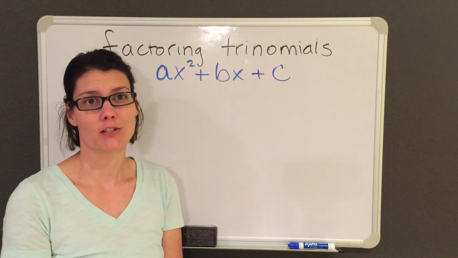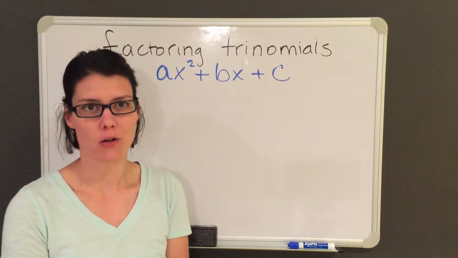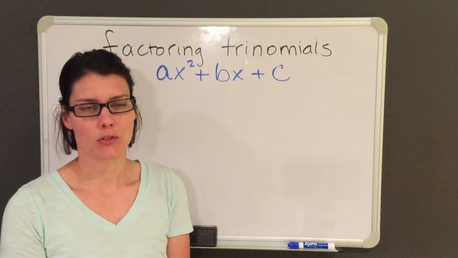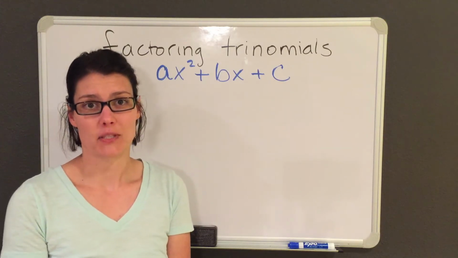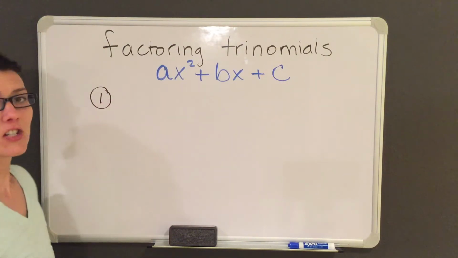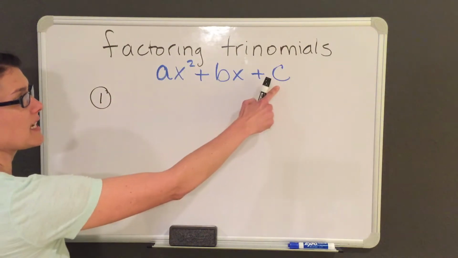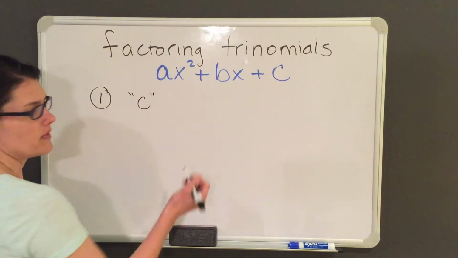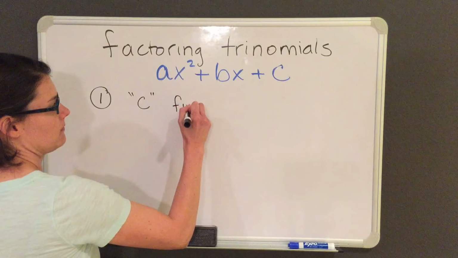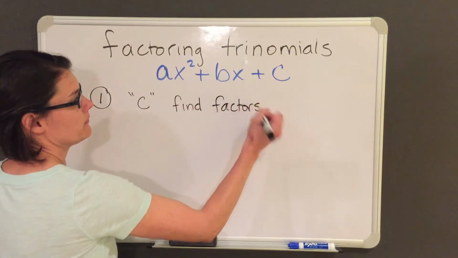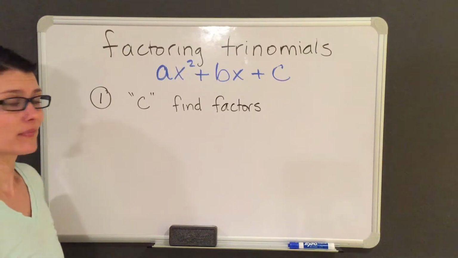This video tutorial is going to go over how to factor trinomials where your leading coefficient, or your a, is equal to 1. So let's go over the steps first. Step 1: the first thing you want to do is look at your c, or your last term, and find all of its factors. So that would be step 1.